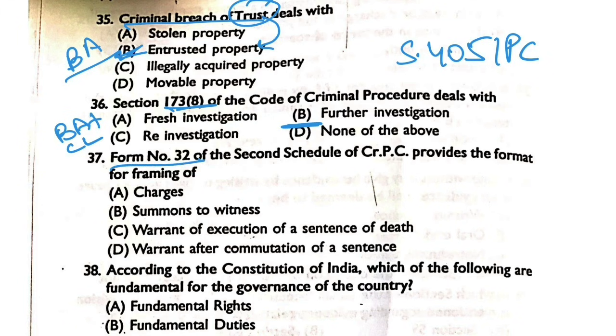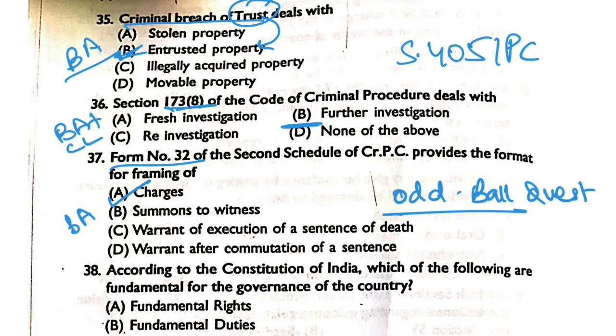Now 37 says form number 32 of the second schedule of CRPC provides the format for what? The answer to this is A, charges. I know you might get a little panic when you see this question, because it's not a standard question. People don't usually do the forms given in the schedules of CRPC. This is one of those oddball questions that you cannot prepare for.